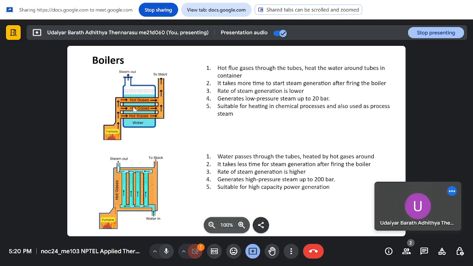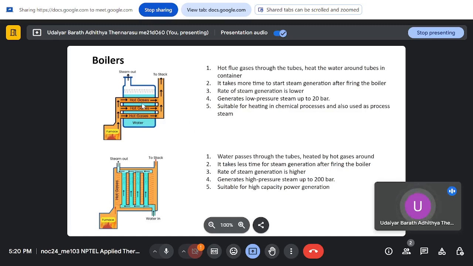Then we saw boilers. Boilers are of two types. The fire tube boiler, where you have hot gases passing through the tubes, and the conventional water tube boiler, where water is passed through the tubes. Both are arrangements of a shell and tube. Here hot flue gas passes through the tube and it heats the water surrounding the tubes. This takes more time for the plant to start, because the steam generation rate is small, and it also generates low pressure steam.